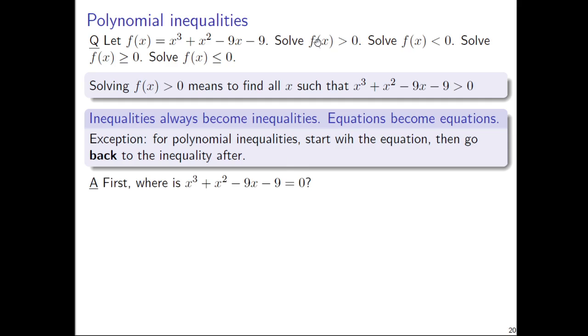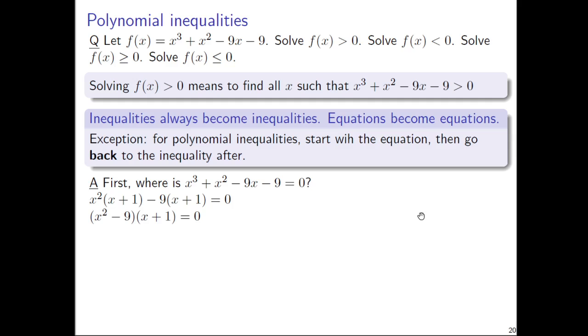So even though we want to first solve f of x is greater than 0, we want to solve where this polynomial is greater than 0, let's first start with where is this thing equal to 0? What values of x would this equal 0? And to do that, there's 4 terms on the left side, so factor by grouping.